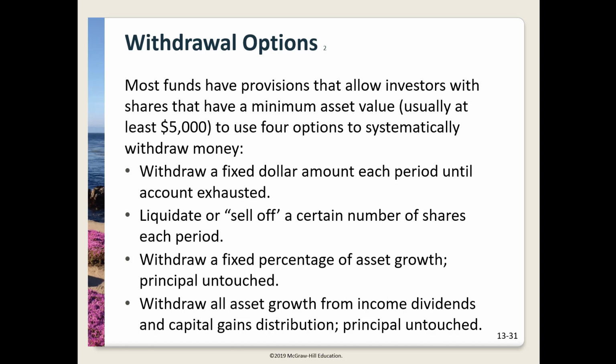The choices include: withdraw a specific amount each period until the account reaches a zero balance; sell off a specified number of shares each period; withdraw a fixed percentage of growth, leaving your principal untouched; or withdraw all growth from both dividends and capital gains, leaving the principal untouched.